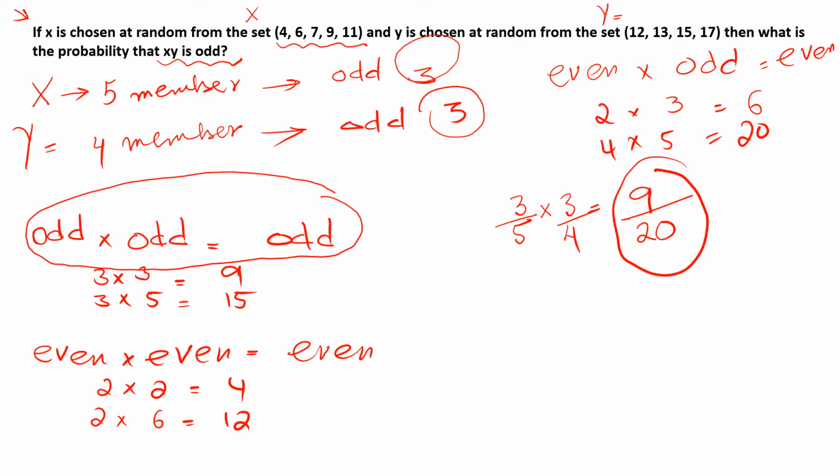So once again, you have to understand how you get odd numbers by multiplying X and Y. X has 3 odd numbers, and the Y set has 3 odd numbers. It means 3 times 3 you will get 9, and the total members you will write in the denominator.